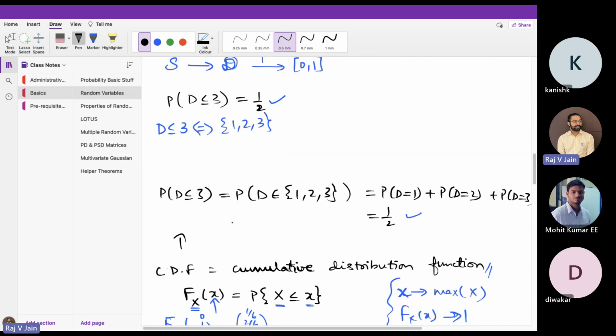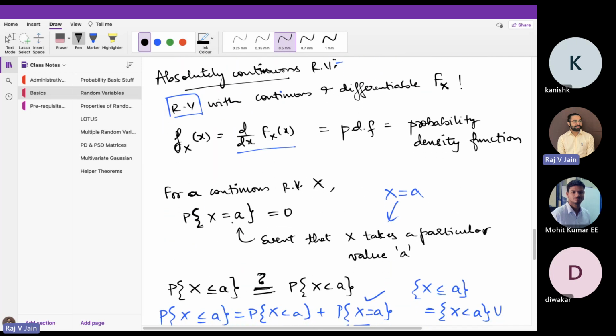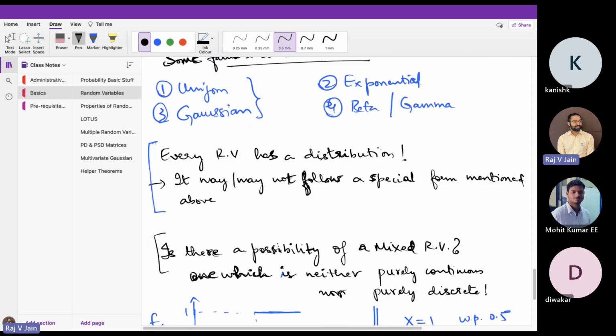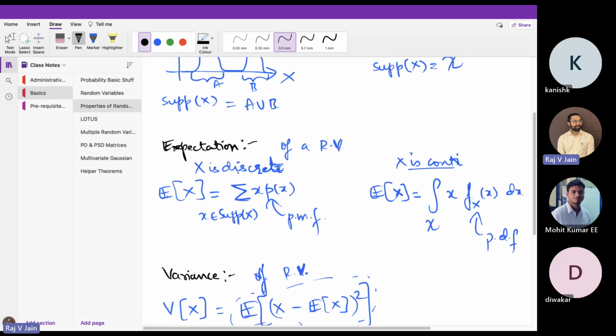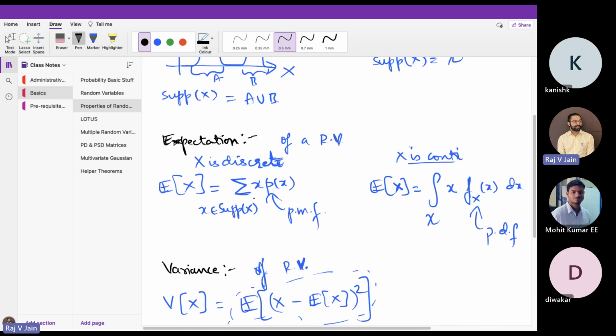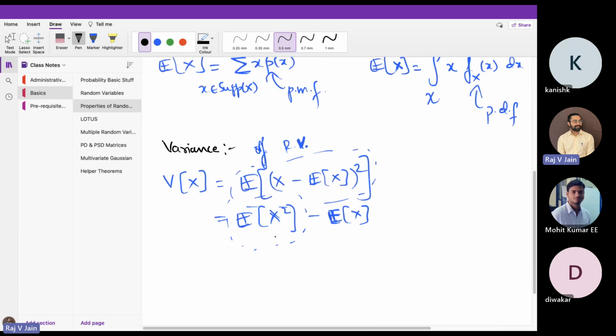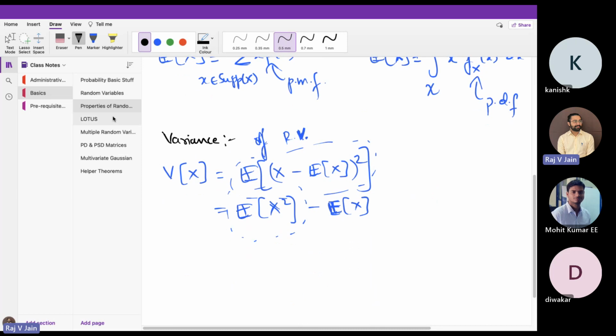For example, we have the probability mass function, the cumulative distribution function, and then the probability density function for absolutely continuous random variables, and then some examples of them. We then went on to understand what properties are going to be interesting for the course at least. One is the idea of support, then the expectation of a random variable, that is, on average, what value can you expect it to give, and then the variance of a random variable. And in this variance calculation, we saw something like expectation of x squared, which was the expectation of a function of a random variable.